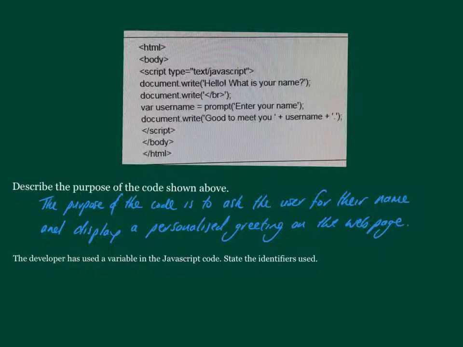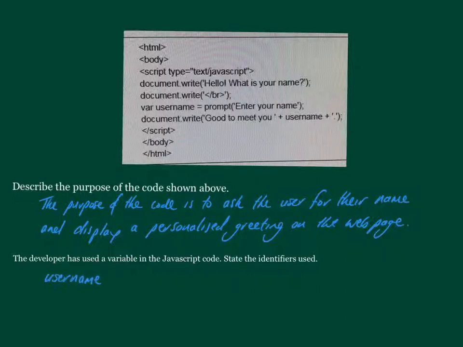For the second question here, and this is quite a common one, they ask about variables. So in this one it says the developers use a variable in the JavaScript code, state the identifiers used. And usually there's more than one, but in this case we've just got username. So we get a mark for just writing the word username.